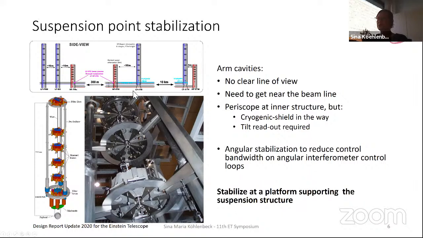So in principle, we could go down the super attenuator and then install a periscope, but then we hit a few other problems, like the cryogenic shield that will then be in the way. And because of this long lever of the super attenuator, we also require tilt readout. But tilt readout we would like to have in any case. So we would like to also stabilize the angular degrees of freedom to reduce the control bandwidth on the angular interferometer control loops. So what we instead could do is introduce a platform that is actually supporting the whole suspension structure.